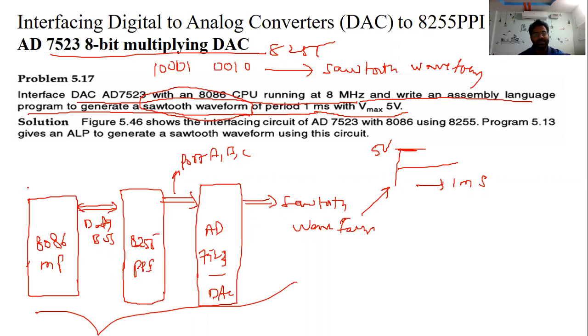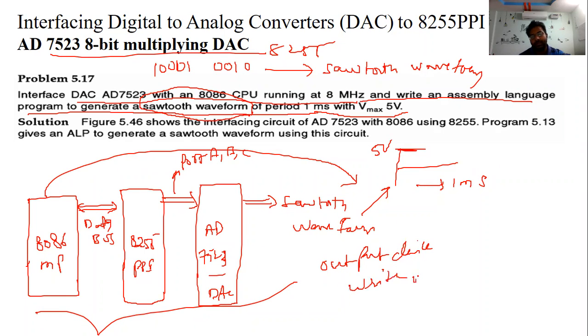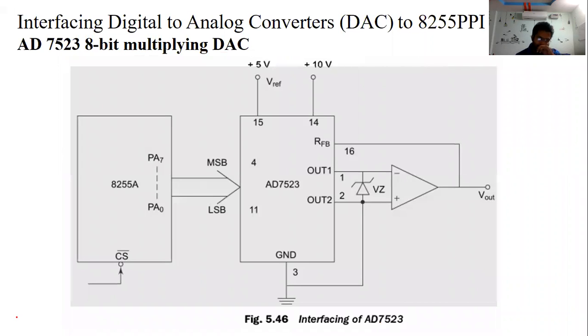Then the output device. The data is available here, and that available data you are converting into this wave. That's why it is the output device. So you perform the write operation. Microprocessors perform the write operation. Okay, see this. This is the interfacing of the AD7523 DAC to the 8255 PPI.